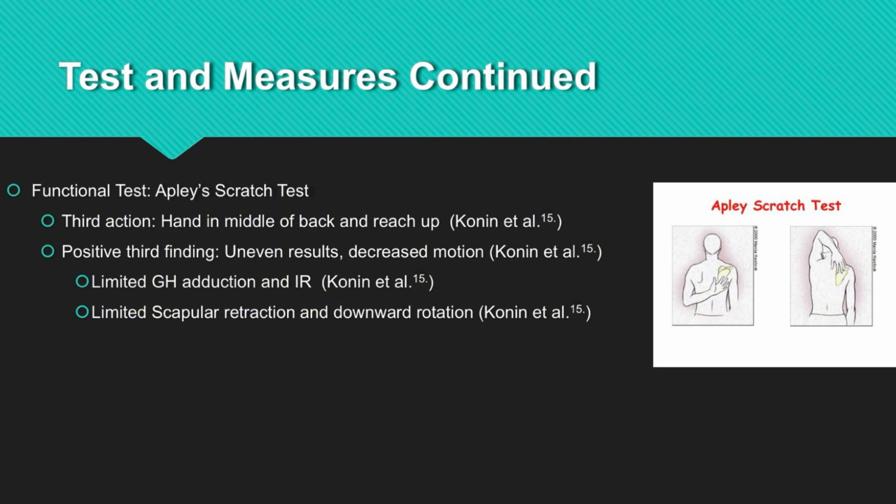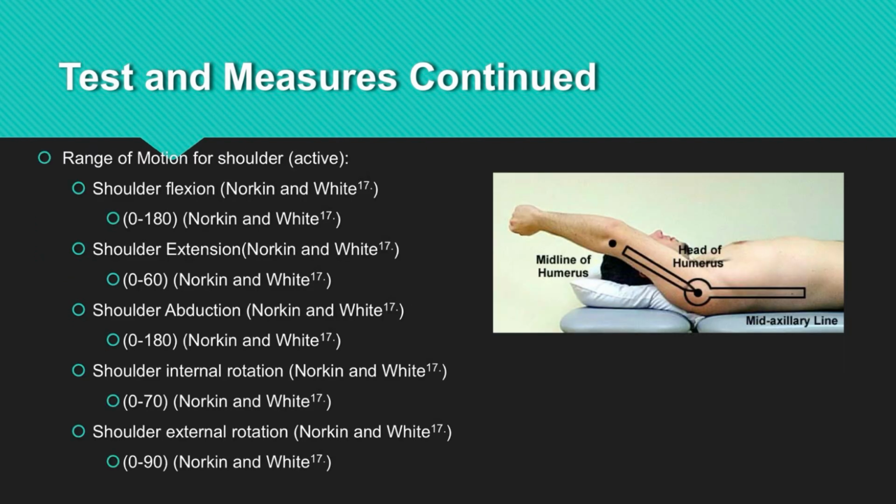And then the last position is the third one where they go behind their back and bring the arm up behind their back, and usually what that shows would be issues with limited femoral abduction and internal rotation, as well as limited scapular retraction and downward rotation.